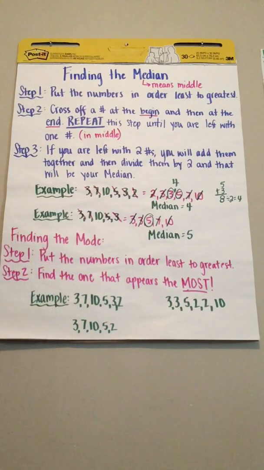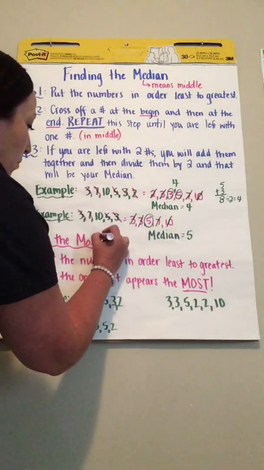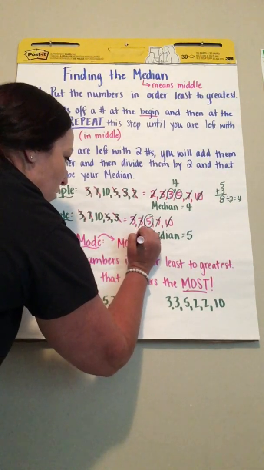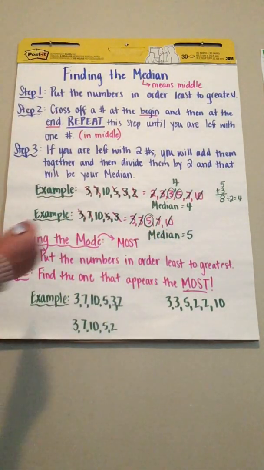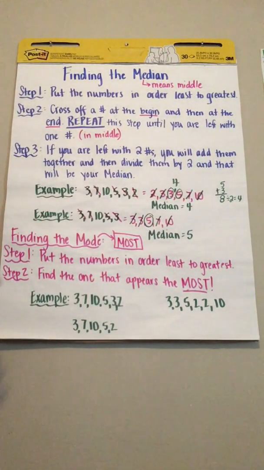All right, finding the mode. And the mode actually means most. Okay, so it's a number that appears the most. So that's going to be really, really important. So step number 1 says put the numbers in order from least to greatest.